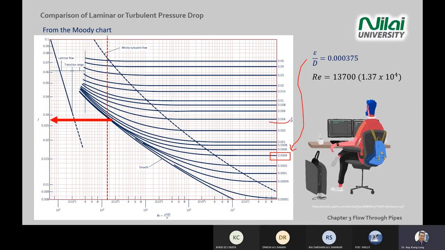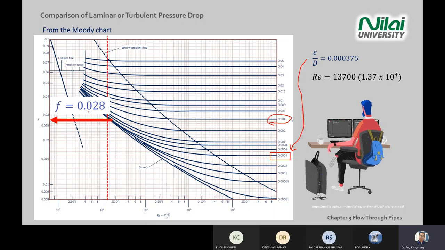Pay attention. Just now I labeled the wrong number. Do you notice that I mentioned the wrong number just now? Just now I mentioned this one, right? Okay, pay attention. So what you do is you combine these two lines together. So you follow this line up and then at the intersection, you'll get some value around 0.028, around that. Okay.